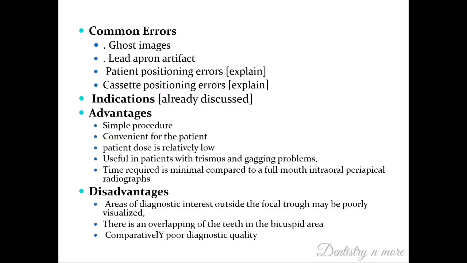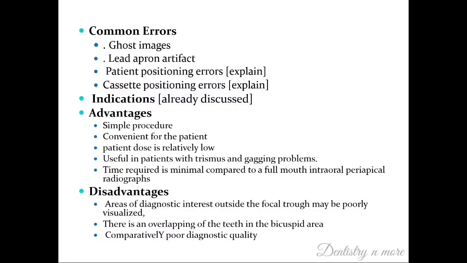So if it is too far posterior, it is found to be magnified in the mesiodistal dimensions, so it looks like fat teeth. Whereas if the patient is positioned anterior to the focal trough, it is found to have a reduced mesiodistal dimension in the anterior sextants. So all these are the errors that can be enlisted. Cassette positioning errors also have been explained in this chapter itself. We can read about them, and the indications I've already mentioned in the previous slide.